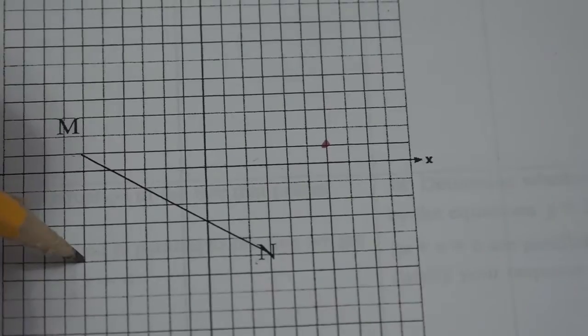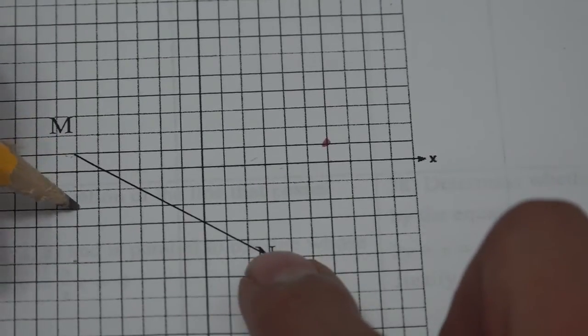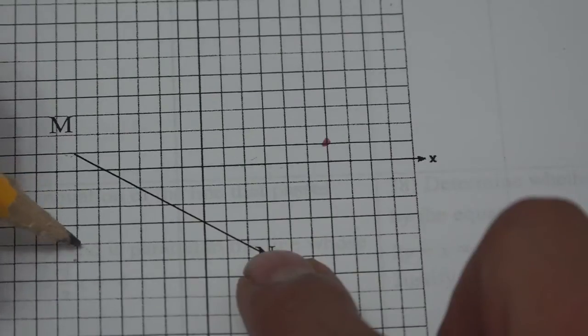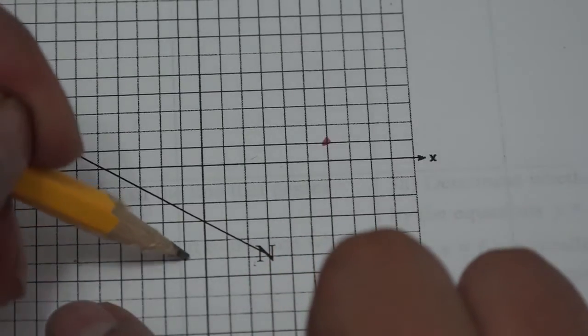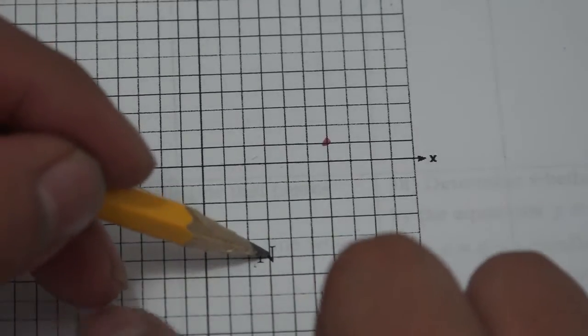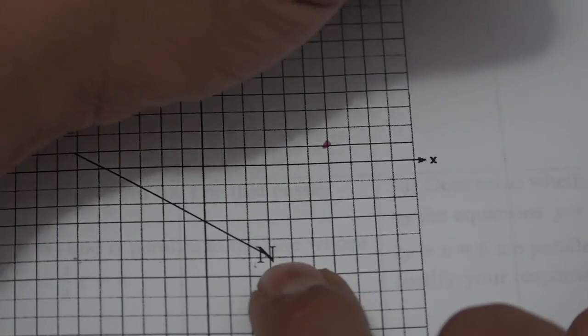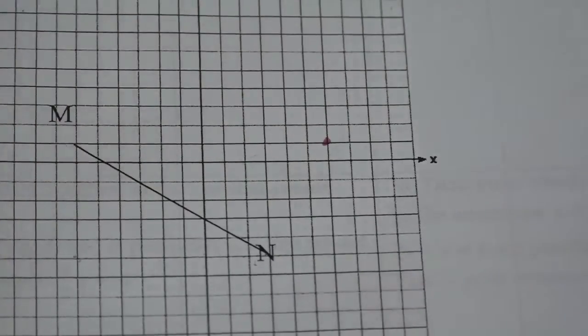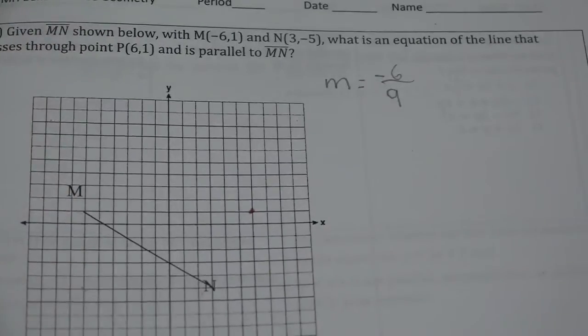Let me help you even more. Okay. So 1, 2, 3, 4, 5, 6, and then 1, 2, 3, 4, 5, 6, 7, 8, 9. So it's going down, so it's negative 6 over 9. Okay, so the slope is negative 6 over 9.